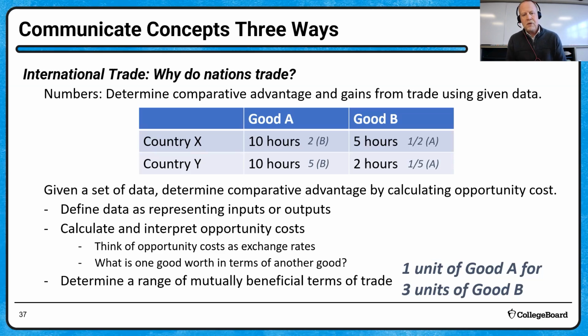From country Y's perspective, to acquire a unit of good A, they have to give up 5 units of good B on their own, but through trade, they only have to give up 3. So again, they're better off as a result. This concept of exchange rates, thinking of opportunity costs like an exchange rate, can really help you conceptualize terms of trade and make sense of them moving forward.